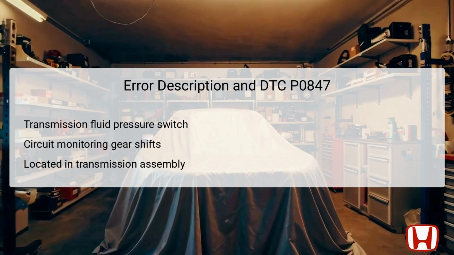The PCM relies on this data to prevent incorrect gear engagement, thus self-limiting the vehicle to operate only in third or sixth gear in a fail-safe mode. Understanding the position and function of this switch is crucial during the troubleshooting process.